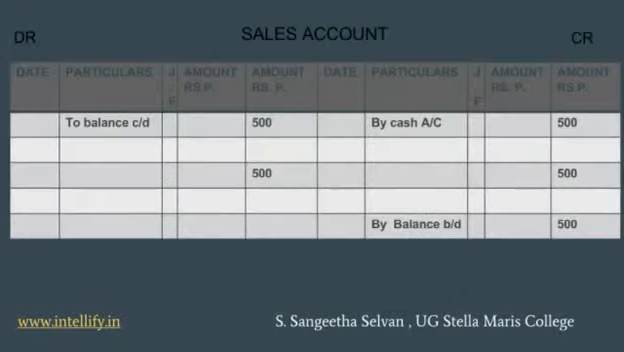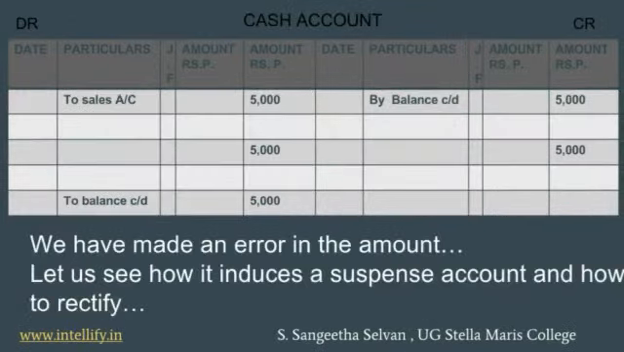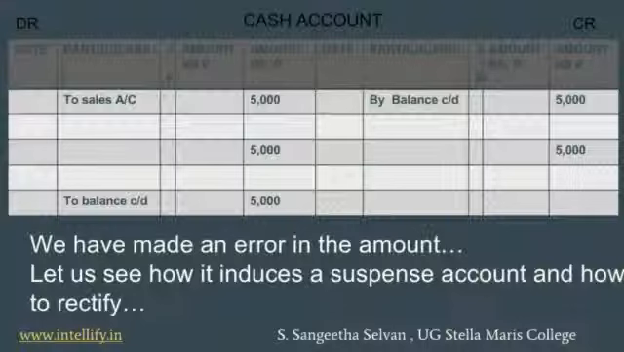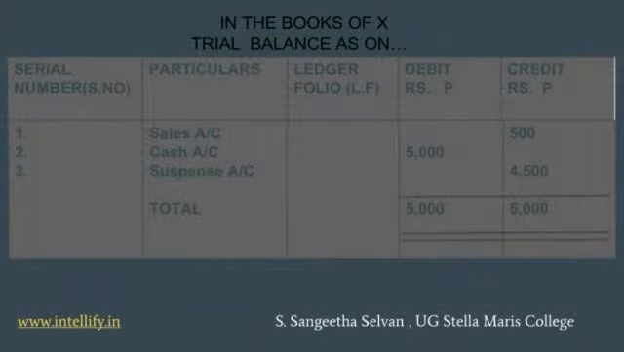So now let us see the specimen of the ledgers. The sales account, we have recorded the amounts perfectly and the ledger is picture perfect. So we have not made any error in the sales account. On the other hand, in the cash account, without recording it as 500, we have recorded it as 5000. So it is a recording mistake of the amount. So let us see how this mistake induces a suspense account and how to rectify the same.